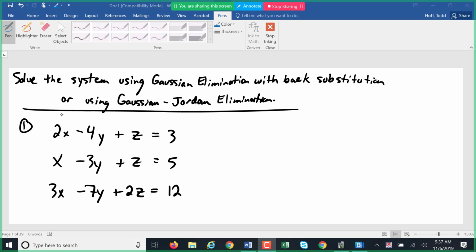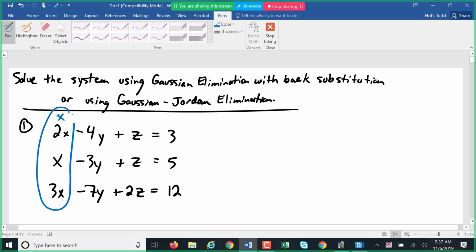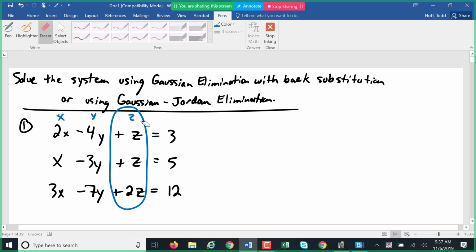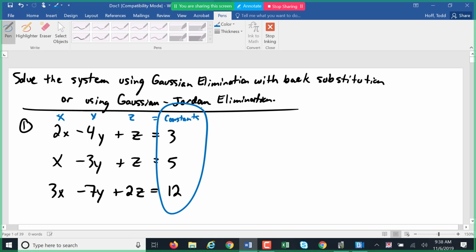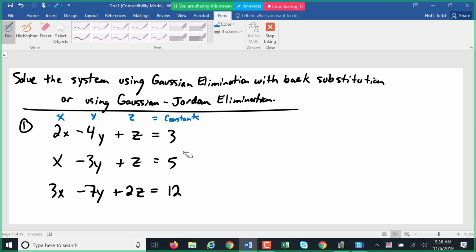We have to have a first column here that is all of the x values. That's what we have here, all the x values. Then we have to have a second column that's all of the y values, and that's what we have right there. Then we have to have all the z values together, and we do. We have to have the equal sign lined up here, which is for this system, and then the constants, which we have over there all on the right side of the equal sign.